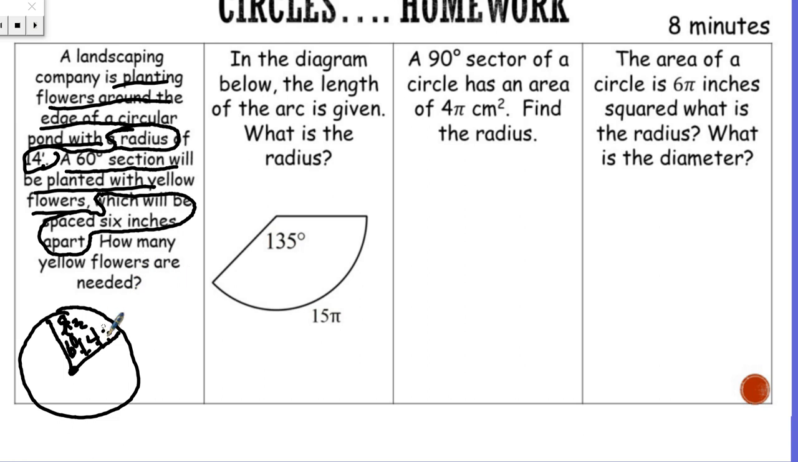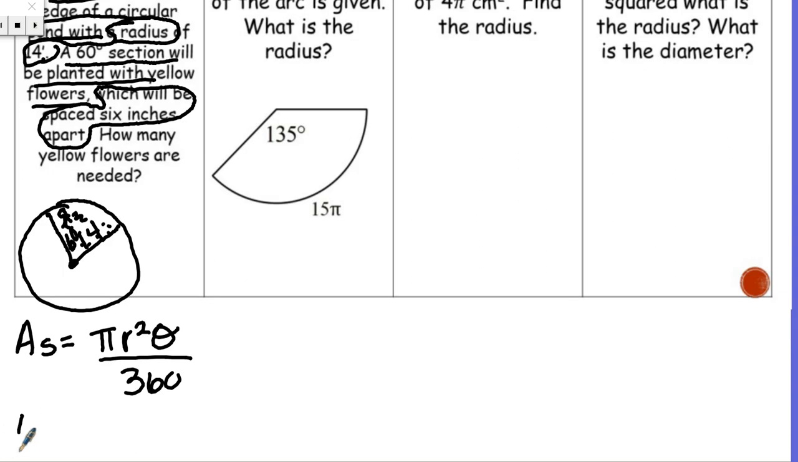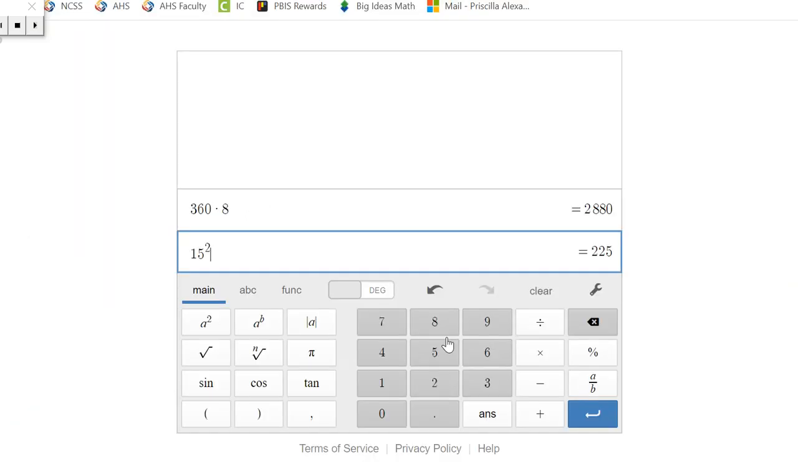So first we need to find the area of this sector, because that's a piece of a circle. So the area of the sector is pi r squared times theta over 360. So let's go ahead and find the area of the sector first. Pi, the radius is 14 squared, and this is going to be 60 over 360. And I'm going to use exact answers here. So, 14 squared, wait.